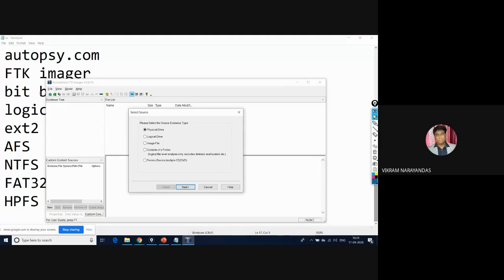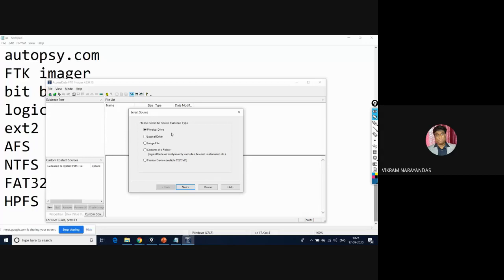We'll see the physical drive, logical drive, image file, contents of the folder, and some Femico device, multiple CD or DVD. Okay. So what is the use of a physical device? Physical device drive means the whole 1 terabyte of data will be selected.